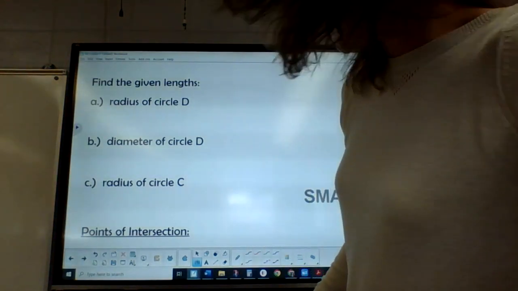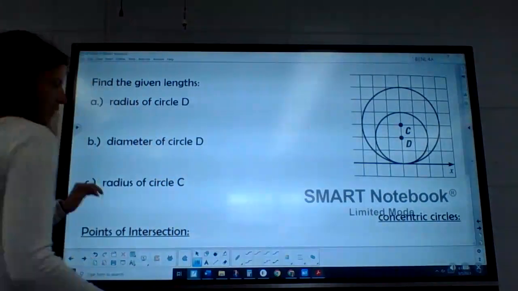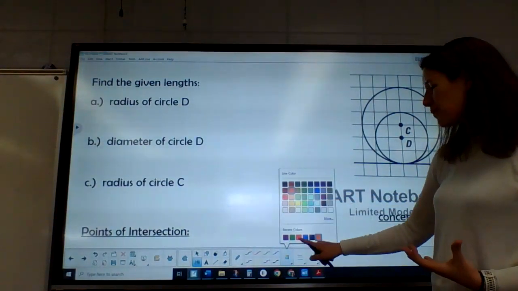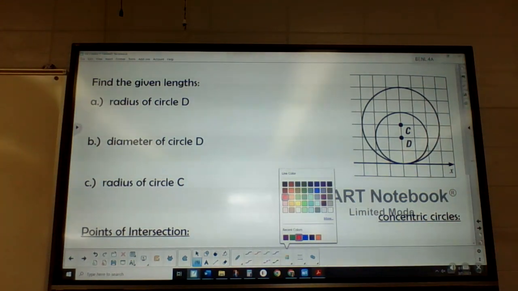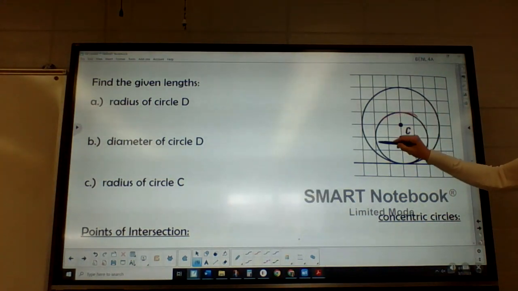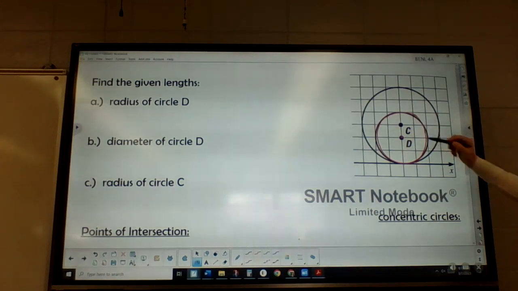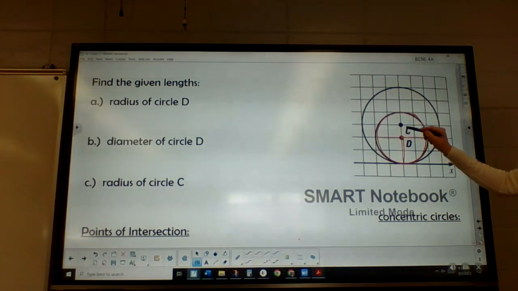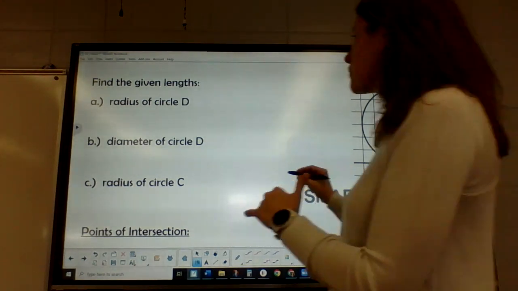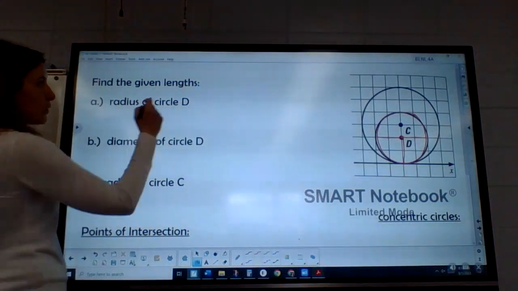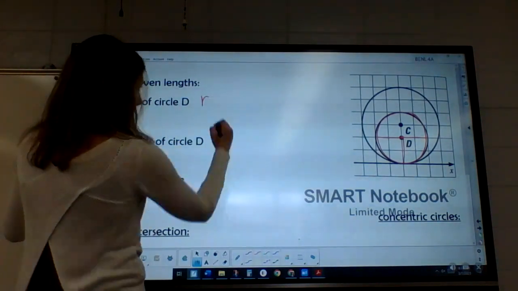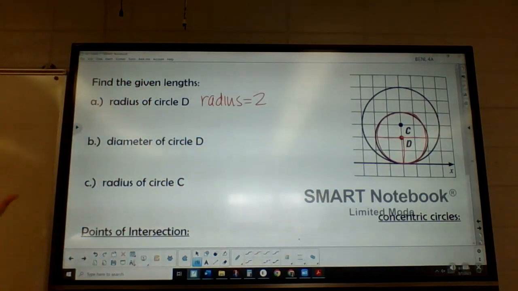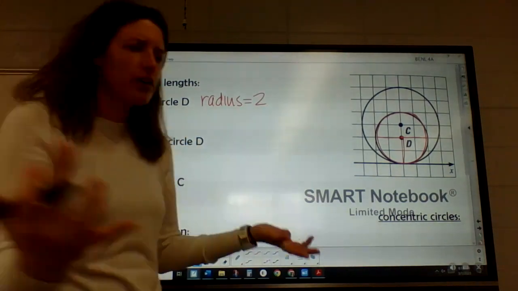Radius of circle D, what did you get? Two. If it's on a graph like this, it should be pretty easy to find. It's not meant to be super difficult. So D would be this circle, and the radius is just any of these distances. I'm basically counting, I can go up two. So the radius of the circle would just be two. We just say 2 units, we don't know if it's inches or squares, whatever it happens to be.